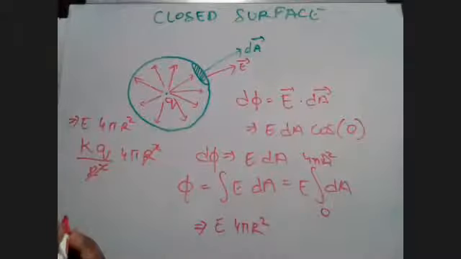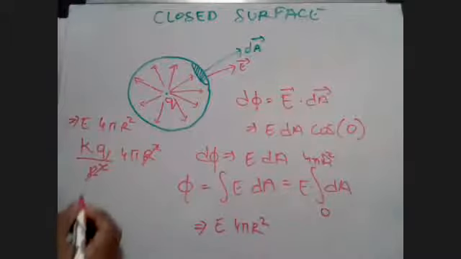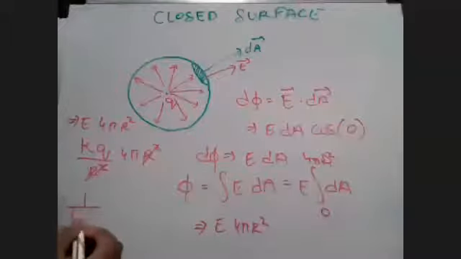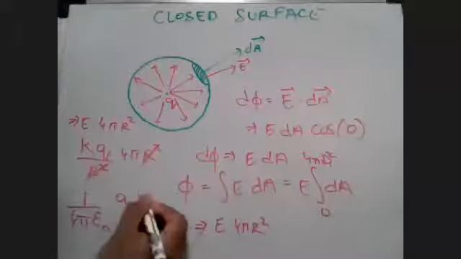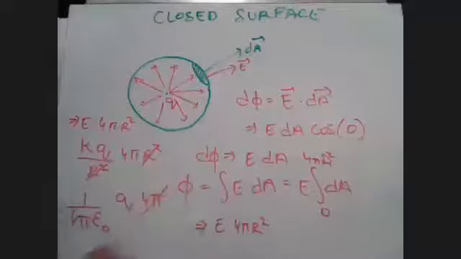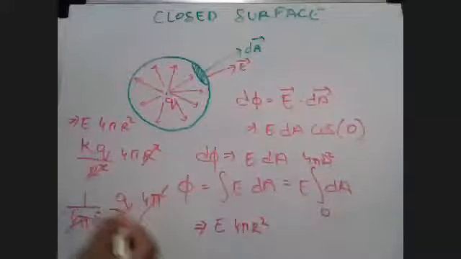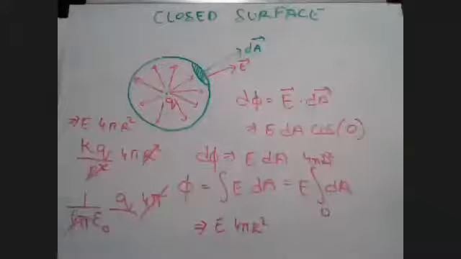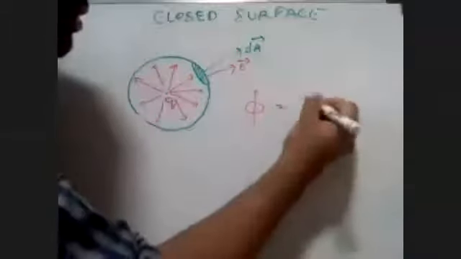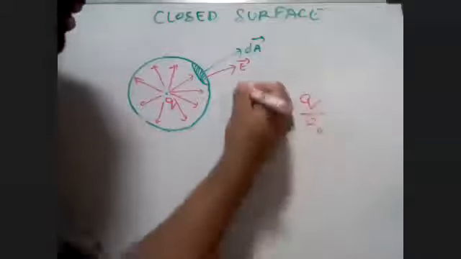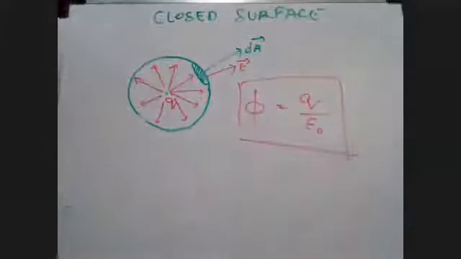But what is K? K is 1 upon 4 pi epsilon naught. So 1 upon 4 pi epsilon naught into Q, and this 4 pi. So this 4 pi got cut. What remained is Q upon epsilon naught. And so what we get, phi is basically Q upon epsilon naught. Now, did you understand Gauss law? This is Gauss law. So now we are reaching what Gauss law is.